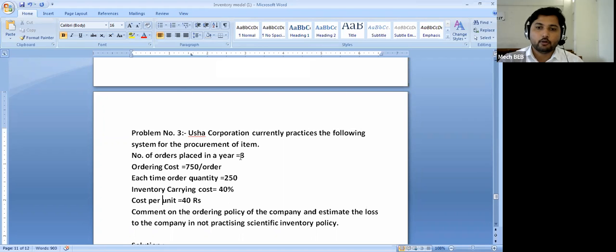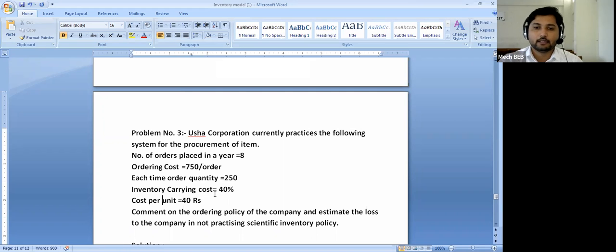So the number of orders N is provided. Ordering cost 750 is C naught. Order quantity is Q. Inventory carrying cost 40% is I, and cost per unit is 40, that is CP.